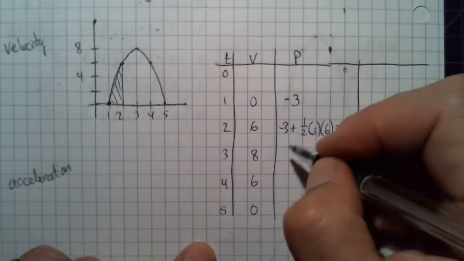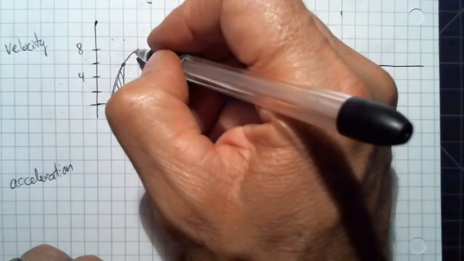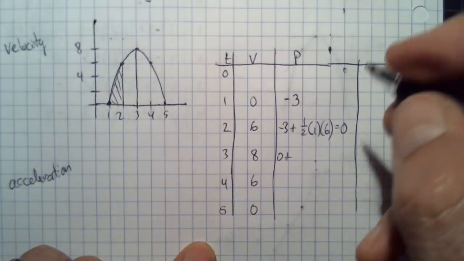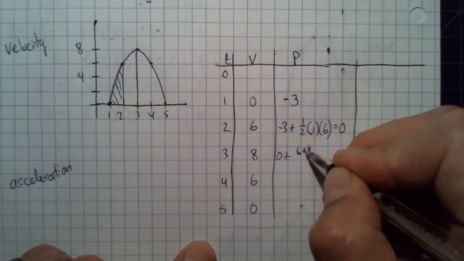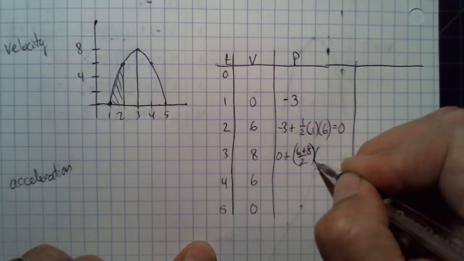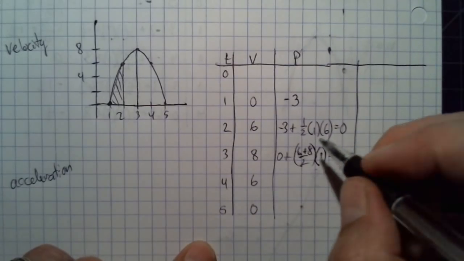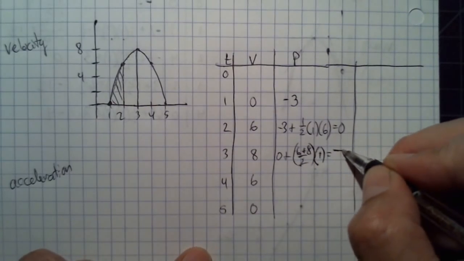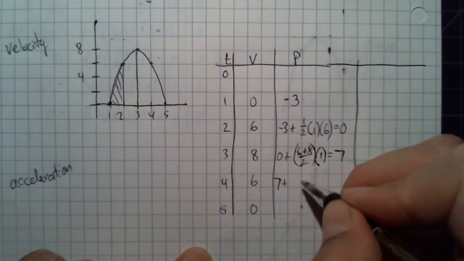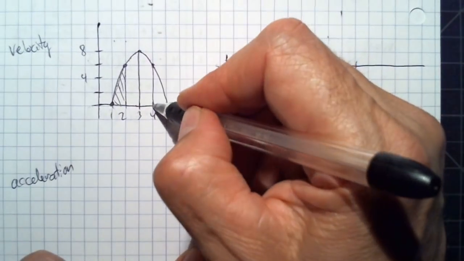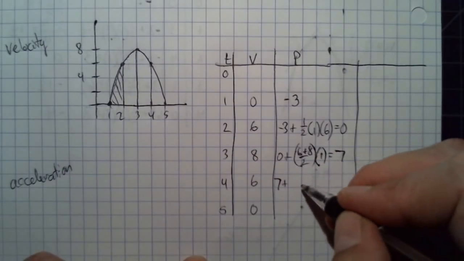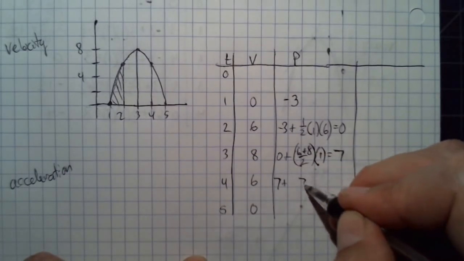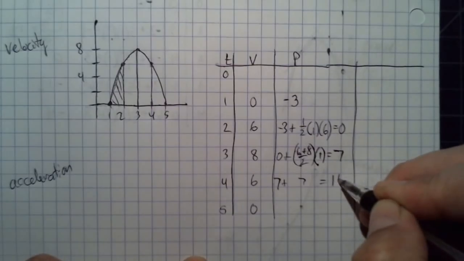Then we'll have 0 plus, let's find this trapezoid, and that'll be 6 plus 8 over 2 times the base is 1. So it's 7. 7 plus, now we have this trapezoid, and that is going to give us the same value. It's the same here, 7, so we have 14.